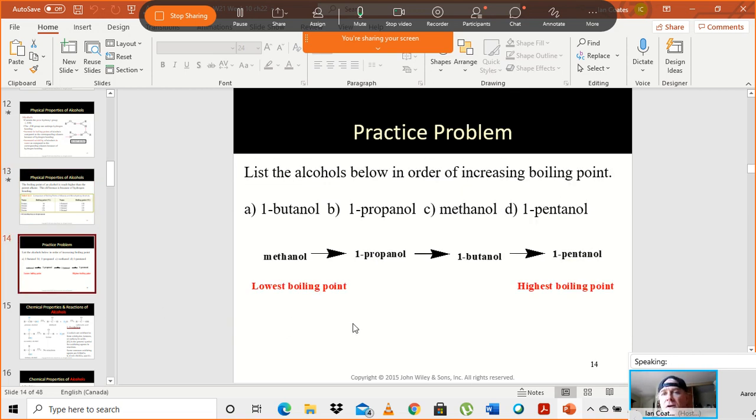List the alcohols below in order of increasing boiling point. Oh, I think there's a question on this. So we've got 1-butanol, 1-propanol, methanol, and pentanol. That should make awesome sense to you guys. See, you are learning. Now we want increasing boiling point. Well, find your smallest and go to your largest. So methanol is 1 carbon, prop is 3, but is 4, pent is 5. Easy peasy.